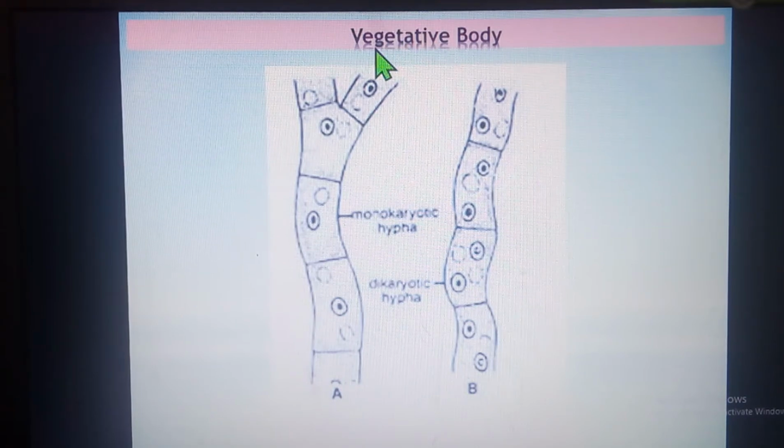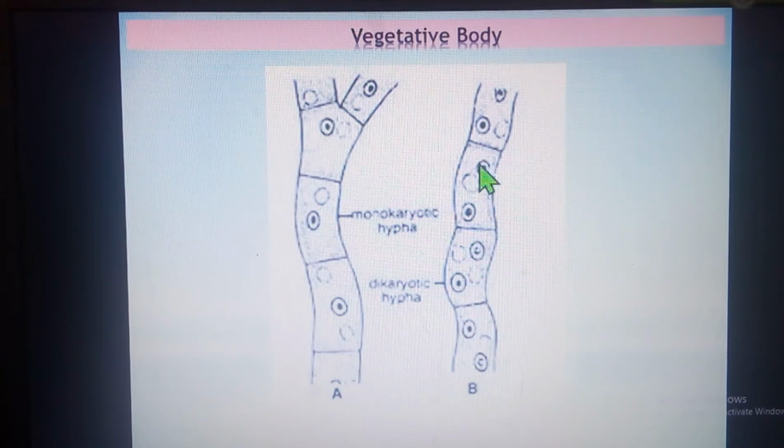Now, in the life cycle of Puccinia, it can form two types of hyphae, that is monokaryotic and dikaryotic. Now, what do we mean by monokaryotic mycelium or hypha? We can see that monokaryotic is characterized by the presence of only a single nucleus in a cell. Okay, you can see in these cells we can observe only one nucleus, whereas dikaryotic mycelium is characterized by the presence of two nuclei.